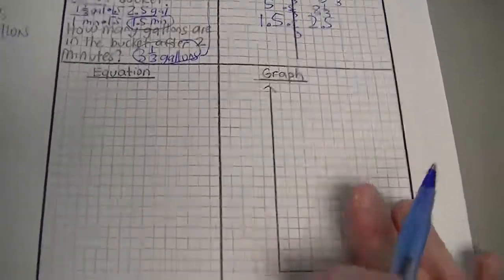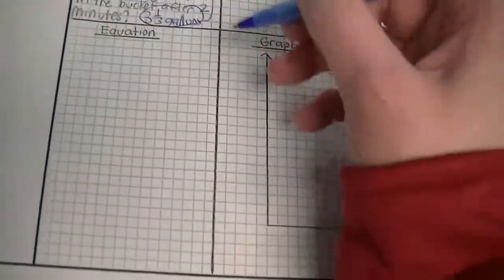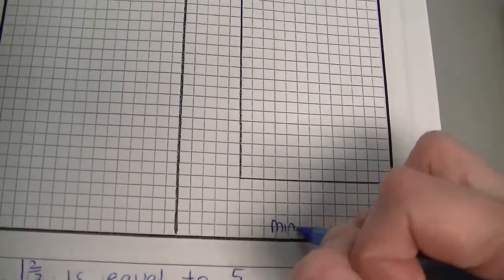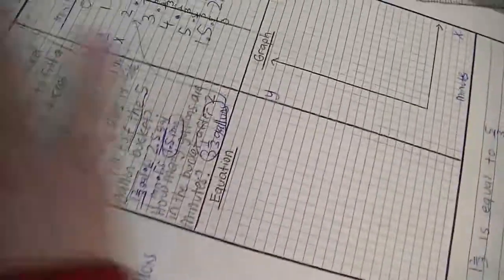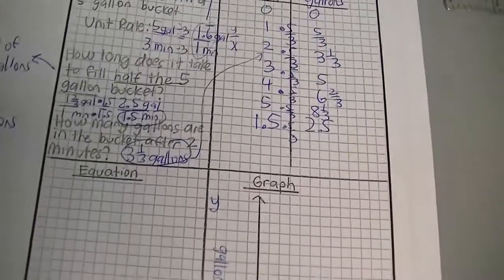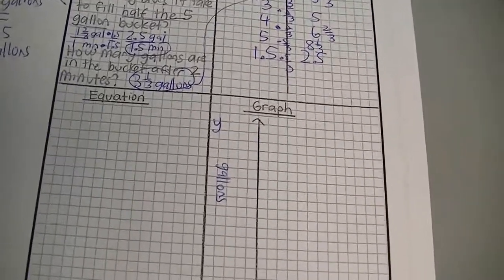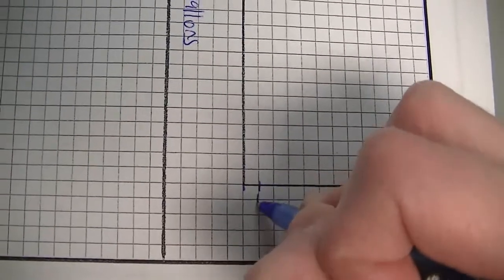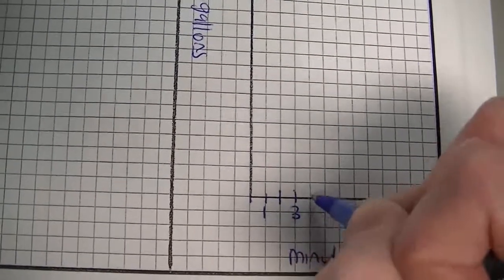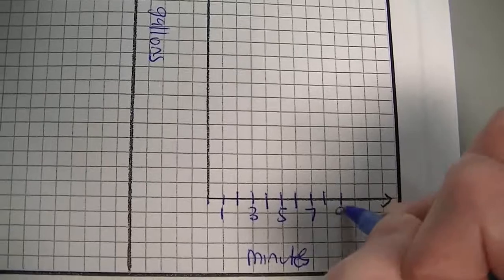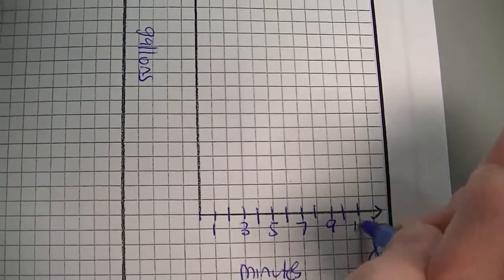All right, for the graph, here's x, here's y. X represents minutes. Y represents the gallons. Okay, in minutes, let's see here. That's 0, 1, 2, 3, 4, 5, 6, 7, 8, 9, 10, 11.